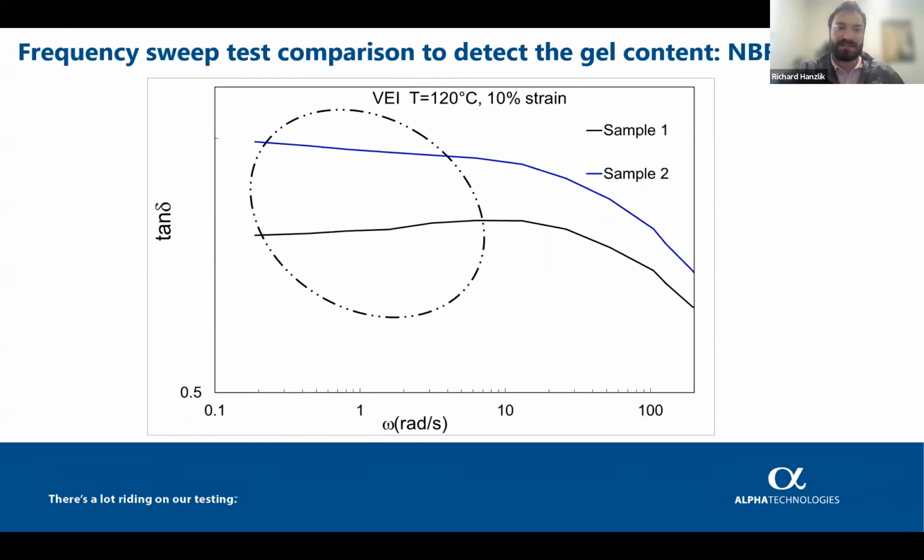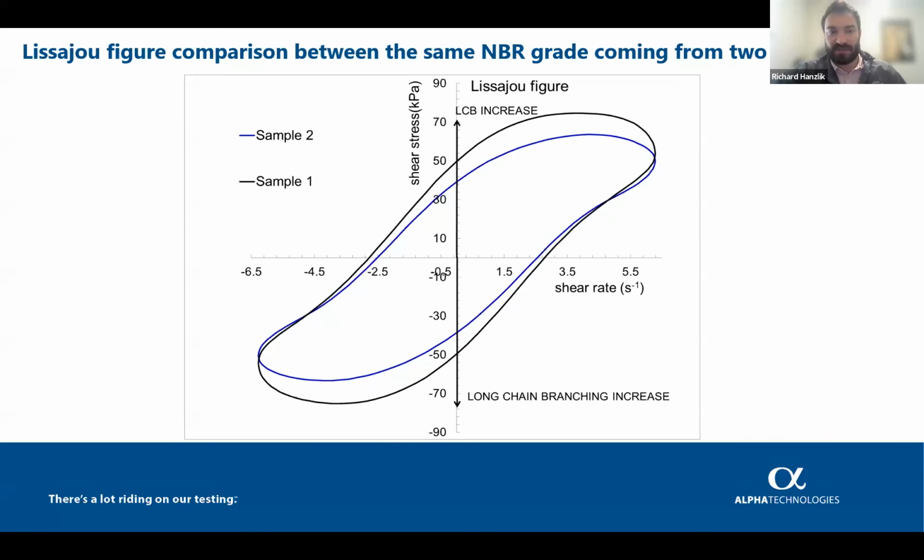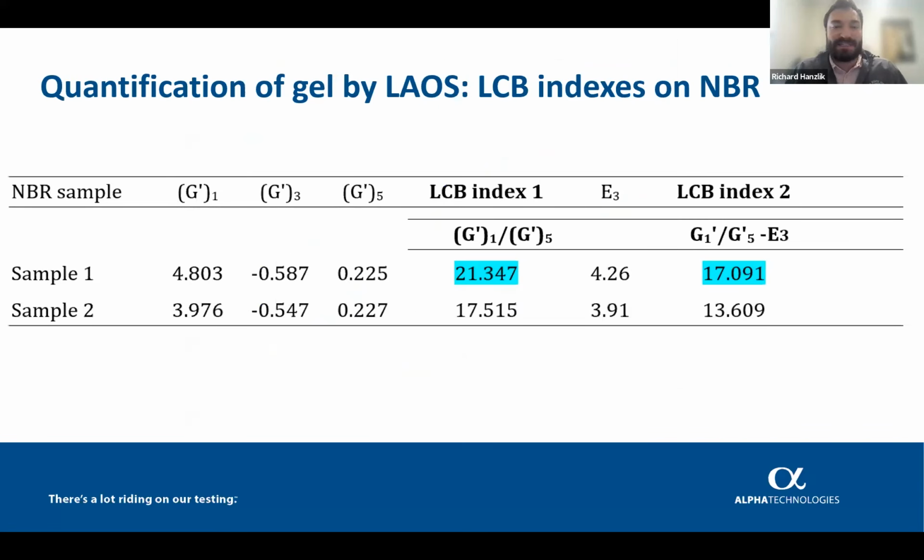So if we jump back here, sample 2 in the blue, a higher tan delta, probably less branched. Go to the Lissajous plot, and we see that it does have the smaller center line. So we're going to assume when we get to our LCB indices that it's going to be less branched than sample 1. And when we get here, we see that sample 2 does indeed have an LCB index of around 13.6 compared to the much larger sample 1 of 17.09.